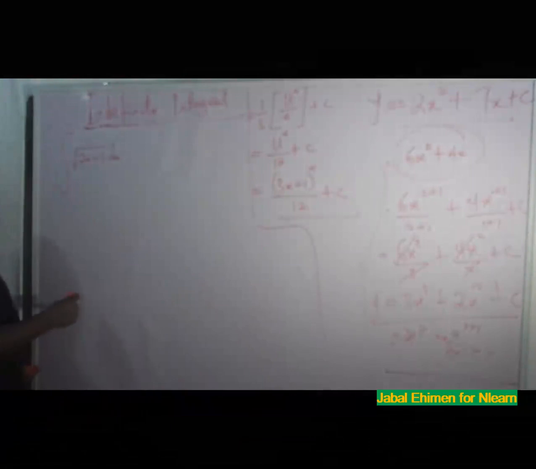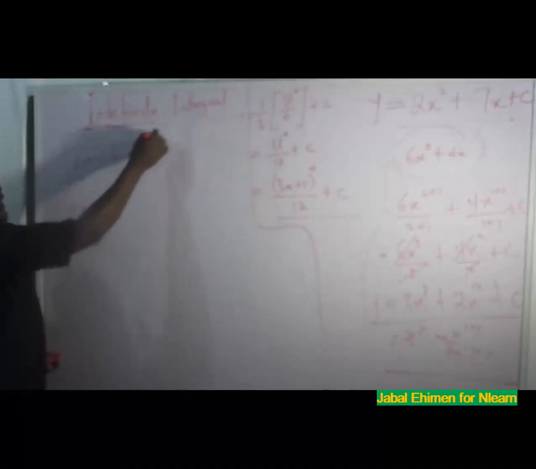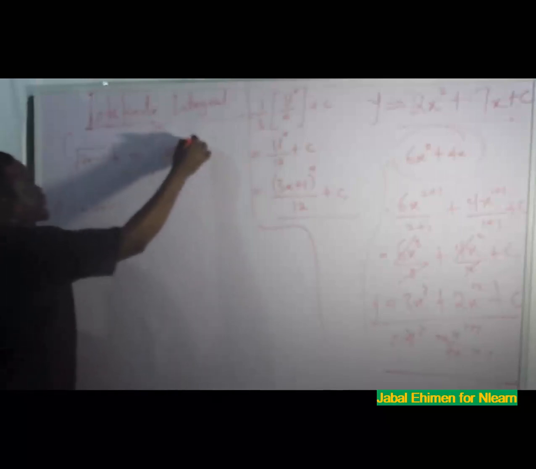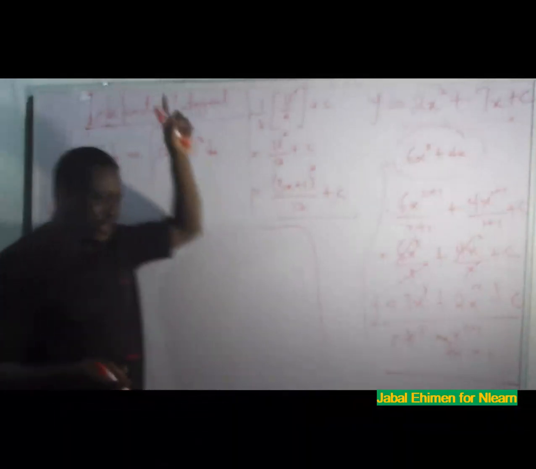For the square root value of this, we say let u be equal to 2x minus 1. So wherever we see this value, and don't forget, I can write this value as 2x minus 1 raised to power half dx. Please don't forget this. It's very important. A square root is the same thing as 1 over 2 as a power.